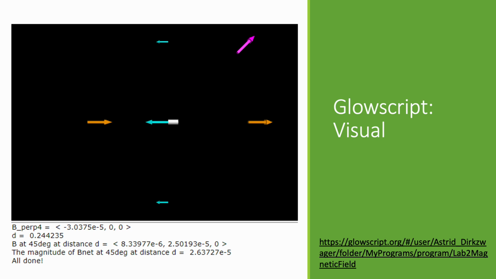So this is the visual provided from the GlowScript code. As you can see, the arrows on axis are larger than the arrows that are perpendicular. Then the purple arrow represents B net at 45 degrees, where the distance is 0.24 meters, and it also gives us the location with the x and y coordinates and 0 as the z coordinate, and then it also provides the magnitude of the B net at that distance, which is about 2.64 times 10 to the negative fifth teslas.